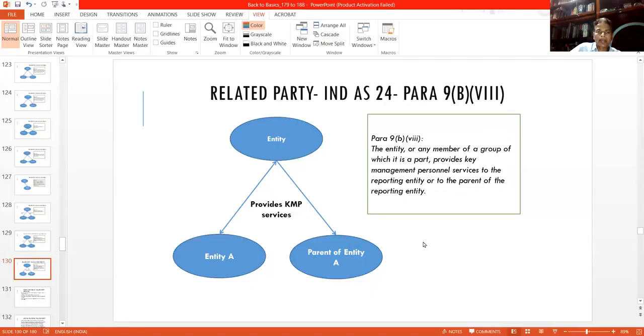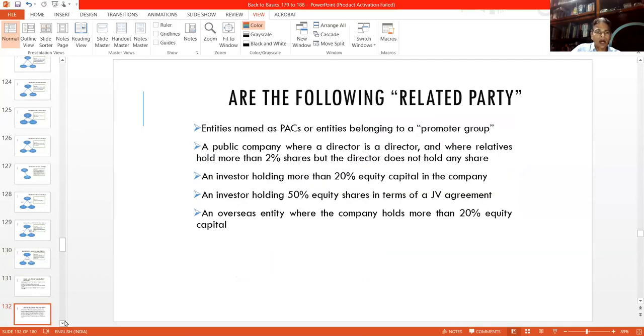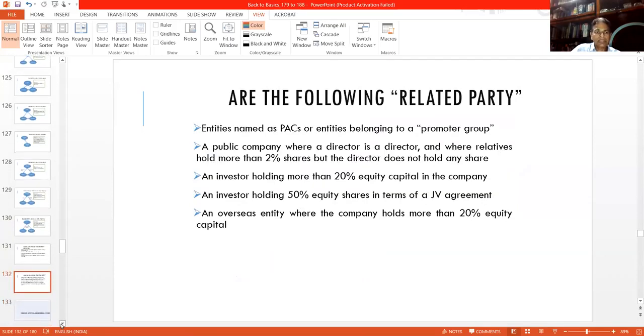So we'll move on now. Once we know what a transaction is and what a related party is, we'll move to the basis on which the audit committee approves or disapproves a transaction. So we are once again coming to approval by the audit committee. As we were saying earlier, the two considerations for the audit committee are ordinary course of business and arm's length.